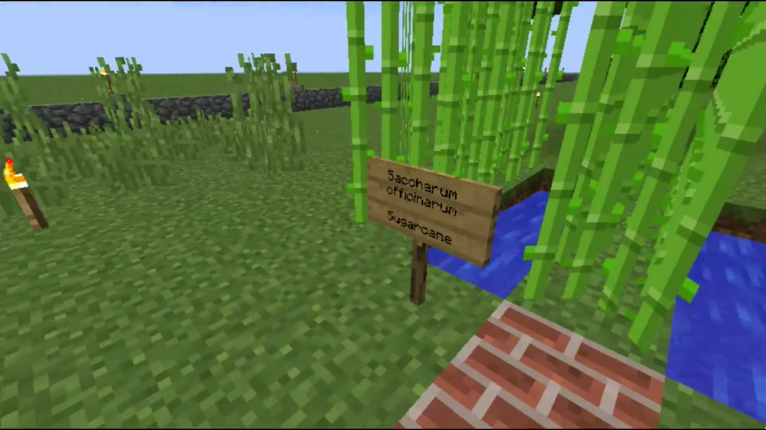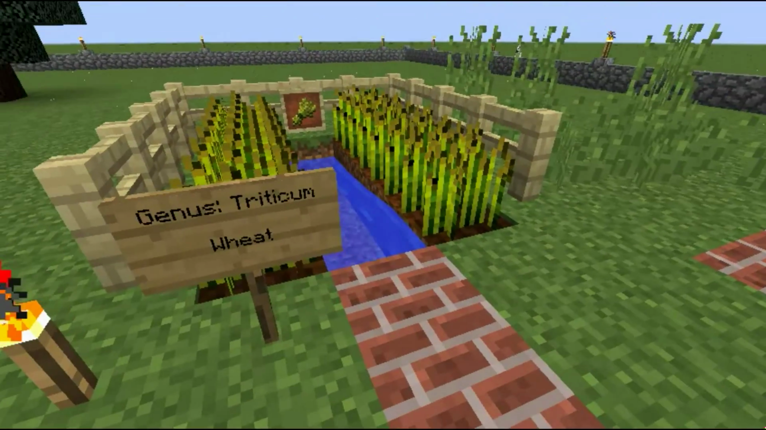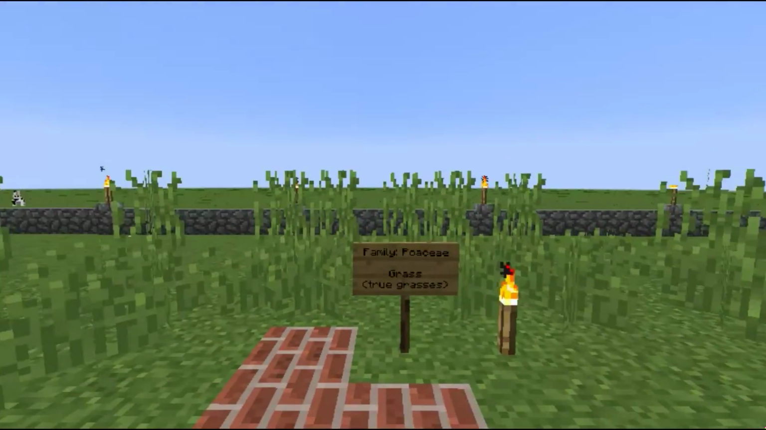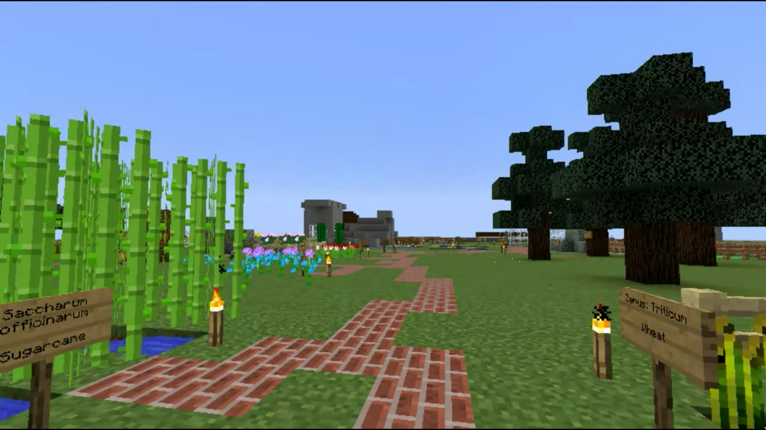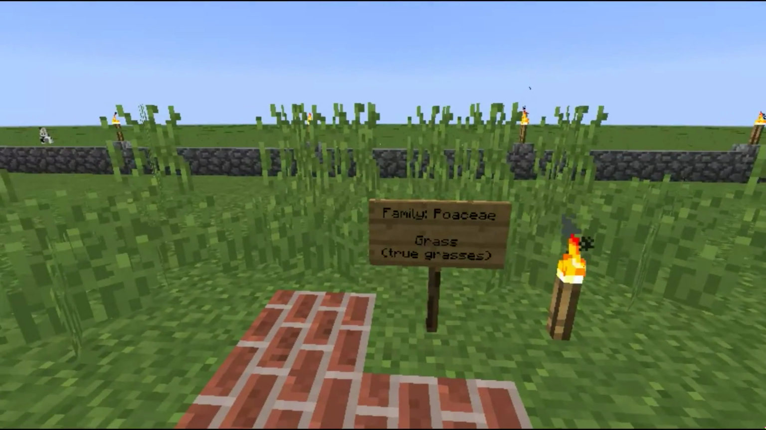Along here, we've got sugarcane and wheat. Now, grass we've got here. We also, you may have noticed, have grass everywhere else. But here's where we have grass growing nice and tall.